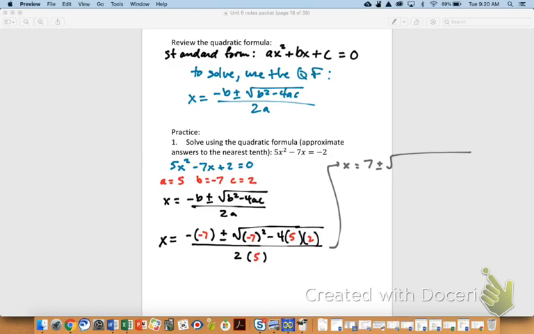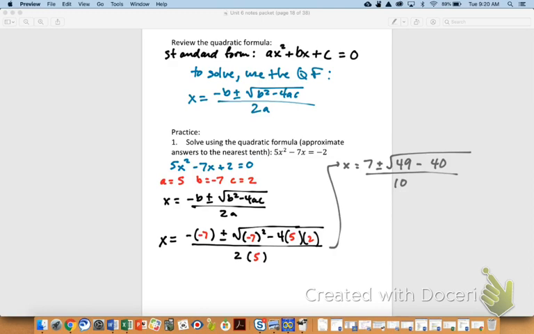Positive 7? So I'll say positive 7 plus or minus the square root. Now what is negative 7 inside the parentheses squared? 49. Positive, right? So positive 49 minus, what's 4 times 5 times 2? No, 4 times 5 times 2 is 40, but we are subtracting it, right? So it'll be minus 40. And then, of course, 2 times 5 is 10. I could do that down there pretty easily.